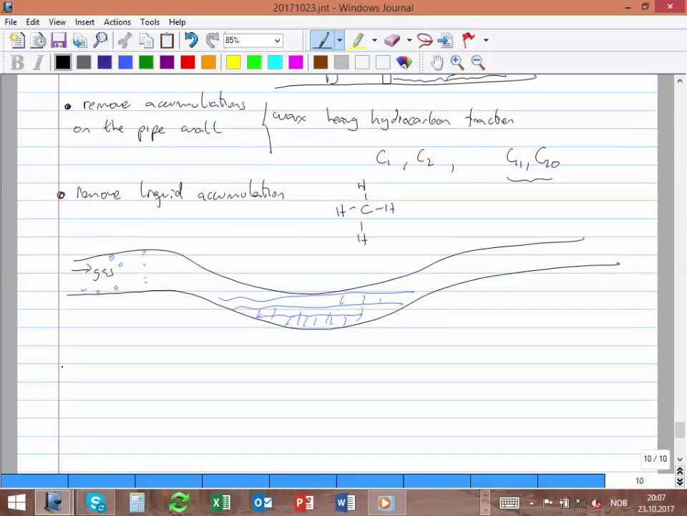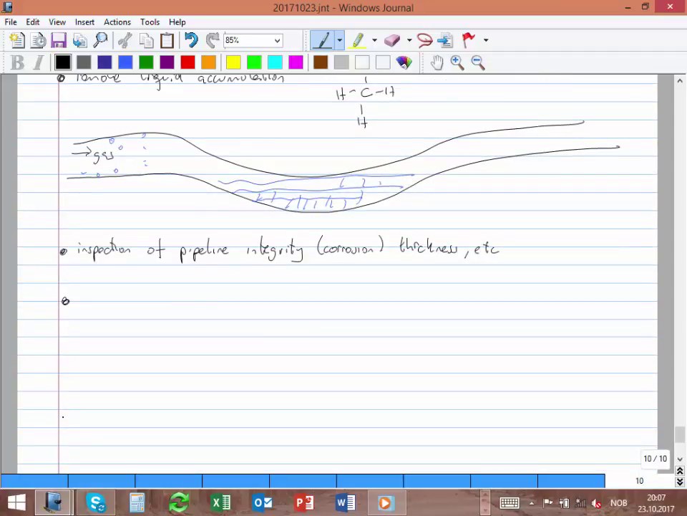Other things to do with the pig are inspection of pipeline integrity. Okay, that can be corrosion, to monitor the thickness, etc. And another thing that can also be done, you can use it for treatment, okay? Treatment of the inner pipe wall.